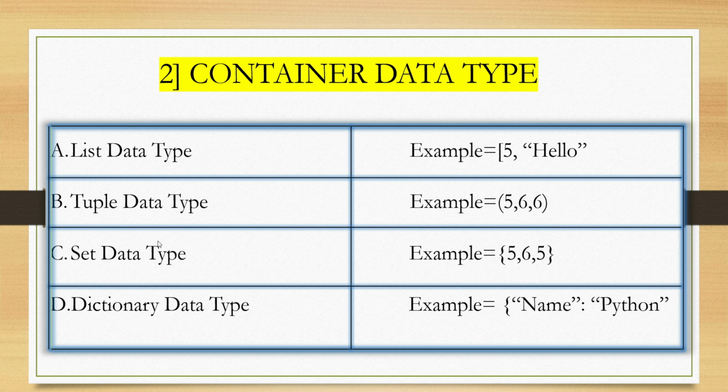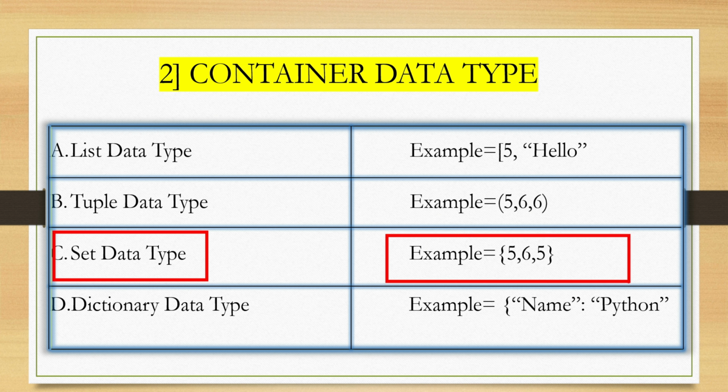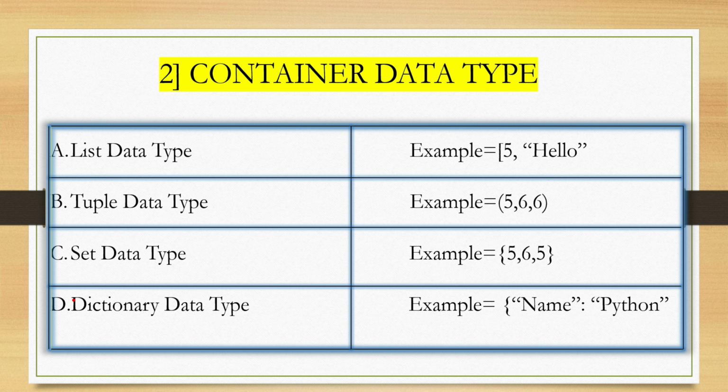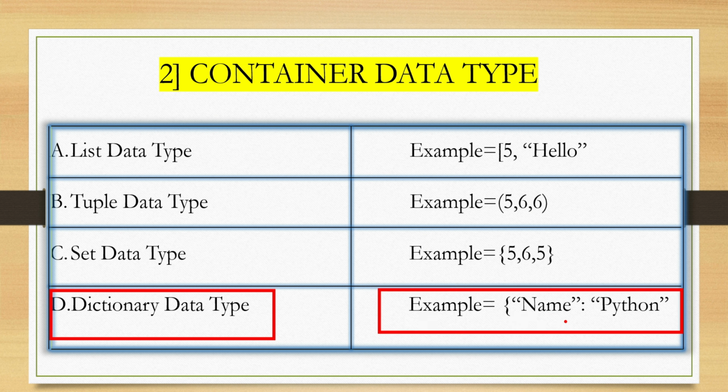And the third one is set data. Set data type is contained in a flower bracket. You will know it as a flower bracket. Whichever data is contained in a flower bracket is called set data. So our last data type is the dictionary data type. In a dictionary data type, we will write data in a square bracket and with the colon. Here you will see two double dots which are called colon.